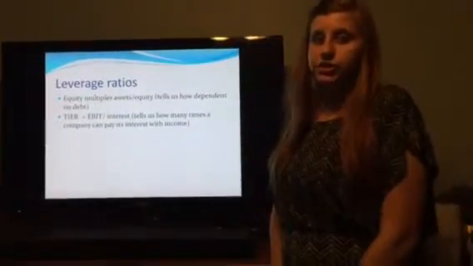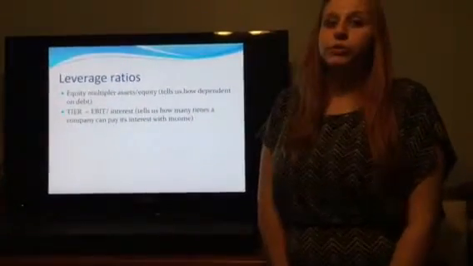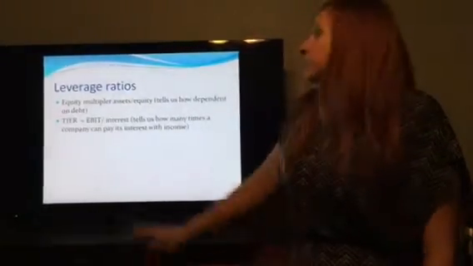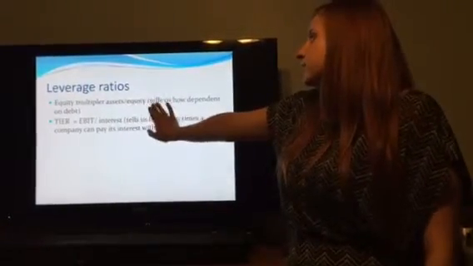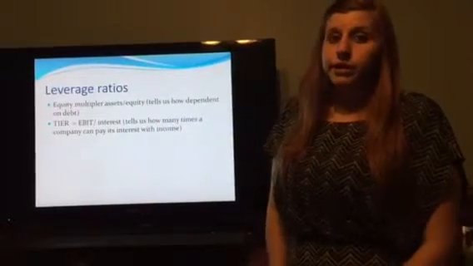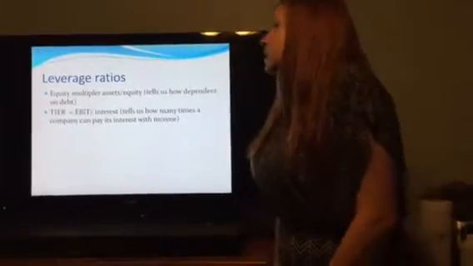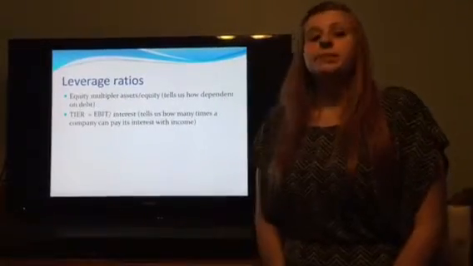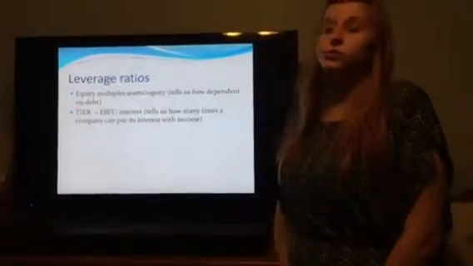Now we'll look at leverage ratios in order to determine which companies we will grant a 5-year loan to. The leverage ratios we're going to look at are the equity multiplier, which is assets over equity. This tells us how dependent on debt the company is. The times interest earned ratio is EBIT over interest. This tells us how many times a company can pay its interest with its income.